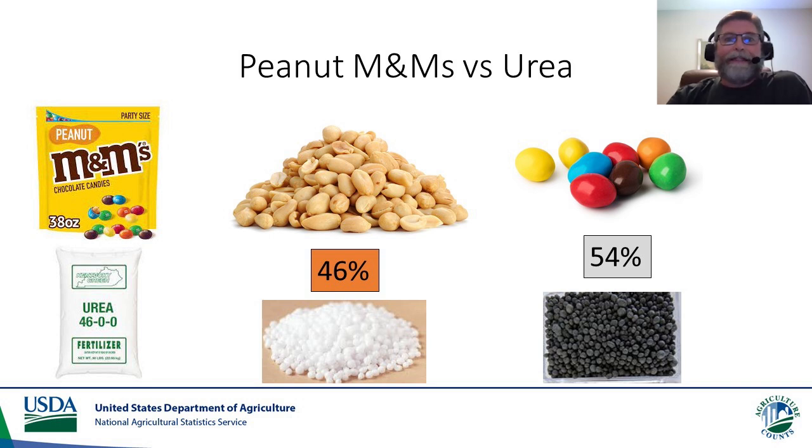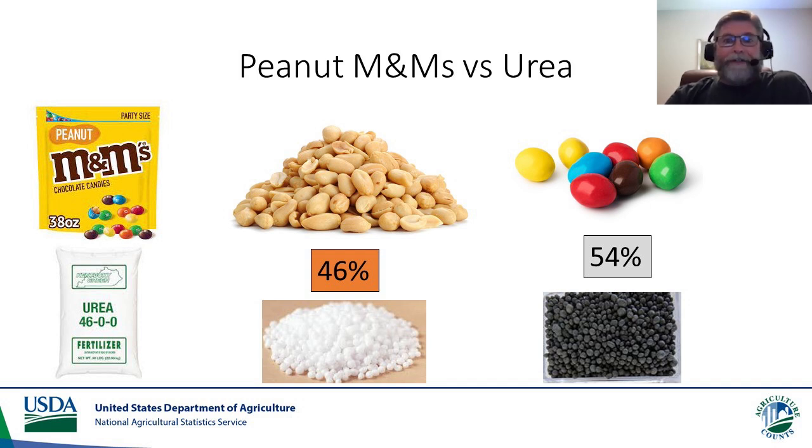Now let's compare the bag of peanut M&Ms to urea fertilizer. The peanuts compared to the nitrogen in urea, and the candy shell compares to the carrier material of the urea. So 46% is peanuts, 46 is nitrogen, 54% is the candy shell, 54% is the carrier material. The ratio of nitrogen to carrier works the same if I have a 100-pound bag of urea or a 500-pound bag of urea. 100-pound bag of urea is 46% nitrogen, 54% carrier. So 46% times 100 equals 46 pounds of actual nitrogen, and 54% of 100 pounds is 54 pounds of carrier.